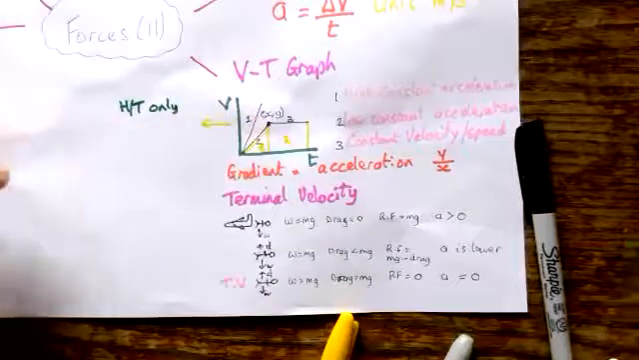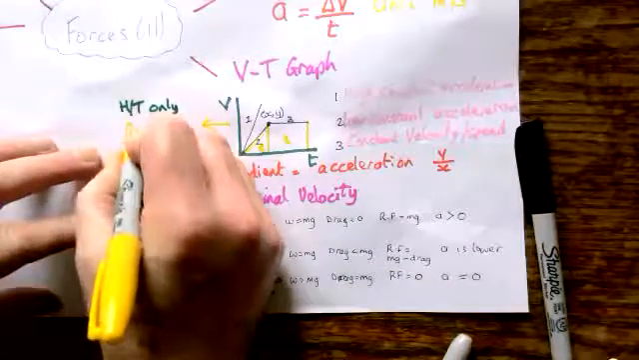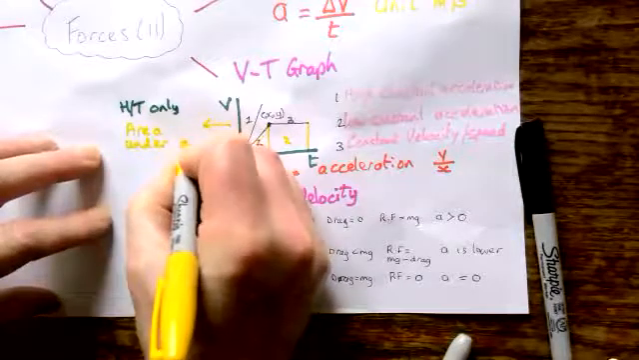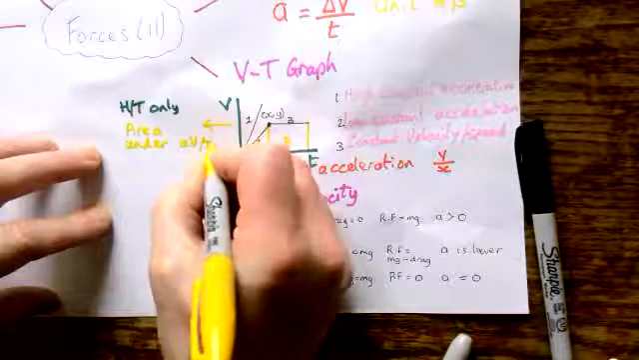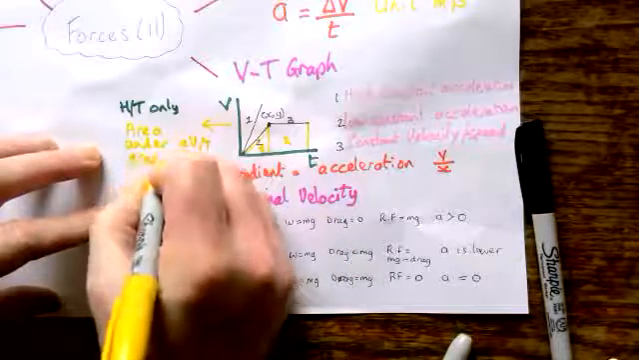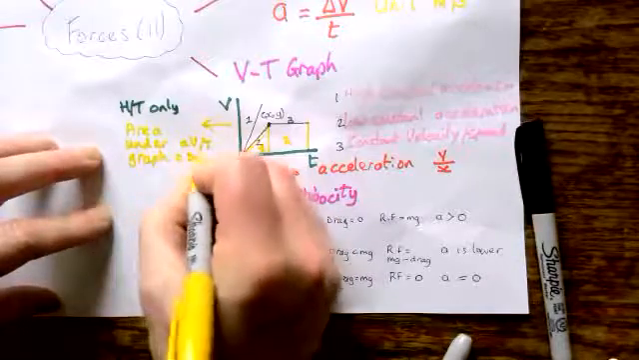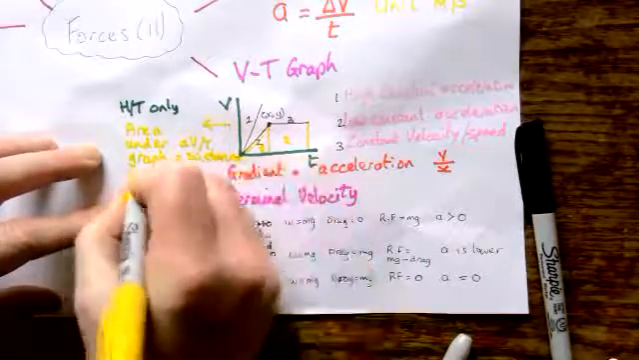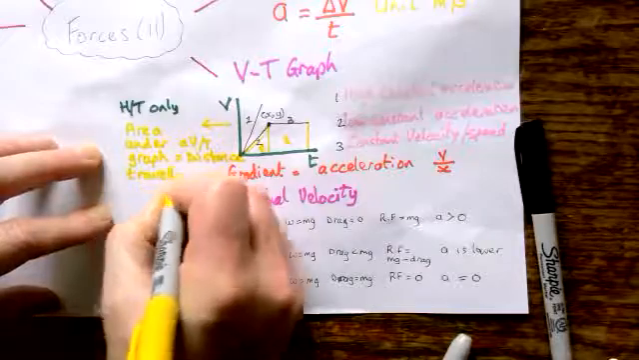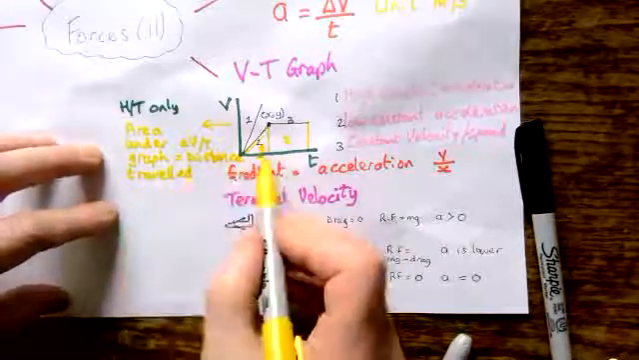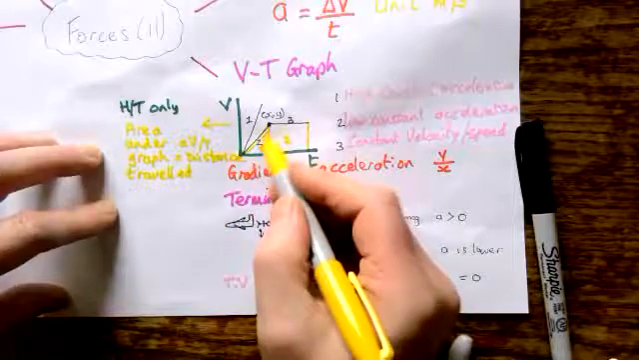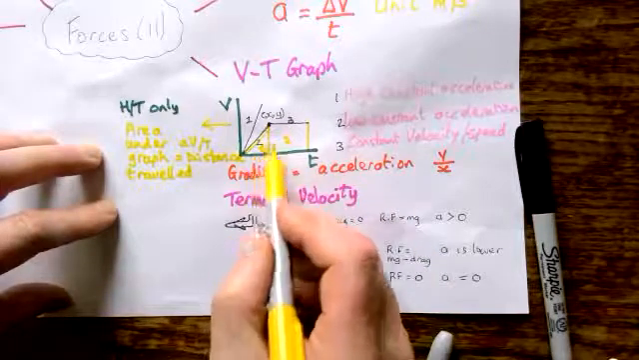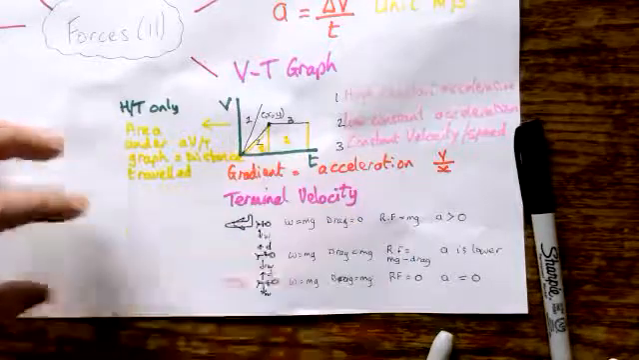The area under a VT graph is equal to the distance traveled. So basically that section there, the yellow section, the way you work it out is that's a triangle, so half the base times the height. This is a rectangle, so the base times the height.